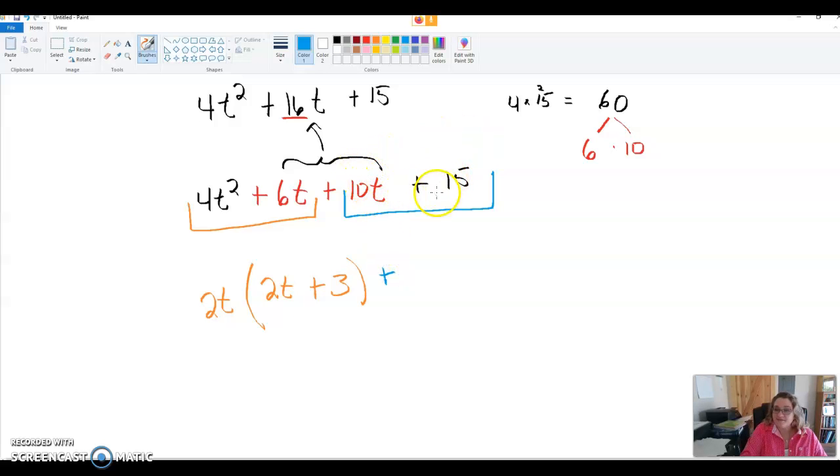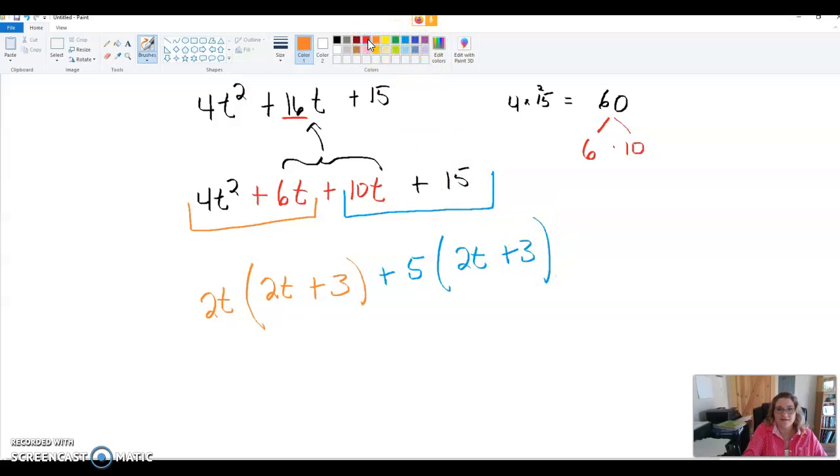What does 10 and 15 have in common? It has 5 in common. So I'm going to pull out a 5. 10t divided by 5 is going to give me a 2t. 15 divided by 5 is going to leave me with a plus 3.